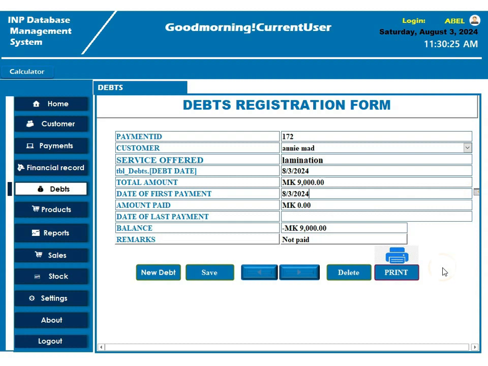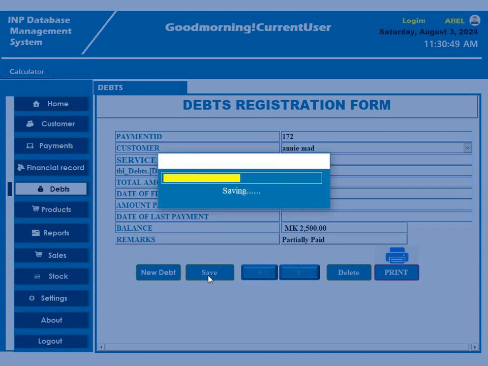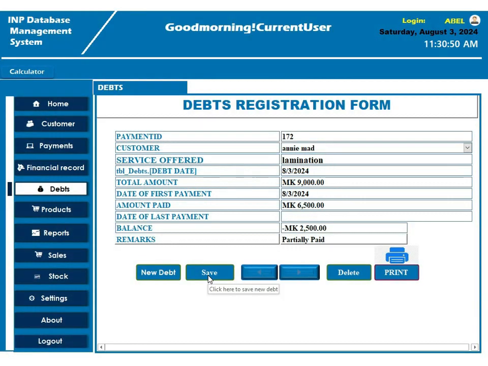Now let's add the date today. Maybe he has just paid part of the bill by paying 6,500. So if she pays 6,500, what will be the balance? Now the balance will be 2,500. Then you save. Now it means you have kept the information of this customer who has left a balance with you.